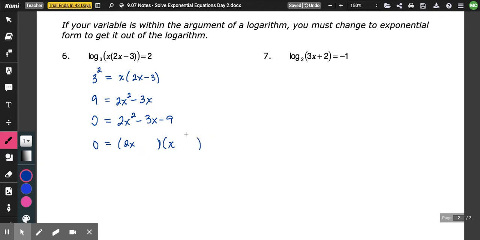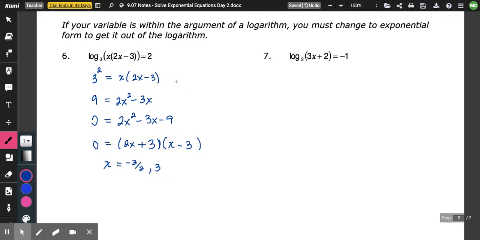The factors of negative 18 that would add to make a negative 3 would be a negative 6 and a positive 3. So I'm going to put a minus 3 on the outside here. So my outside product is negative 6, and then a plus 3 on the inside. So the inside product would be a positive 3. Then set each of those factors equal to 0 and solve, and I would get negative 3 halves and 3.